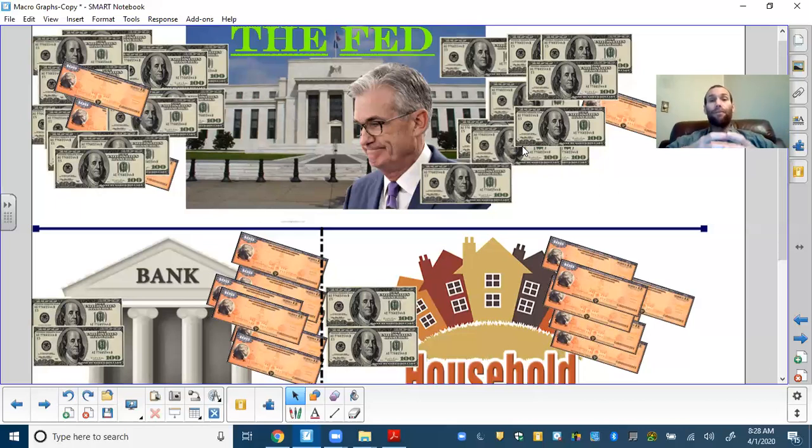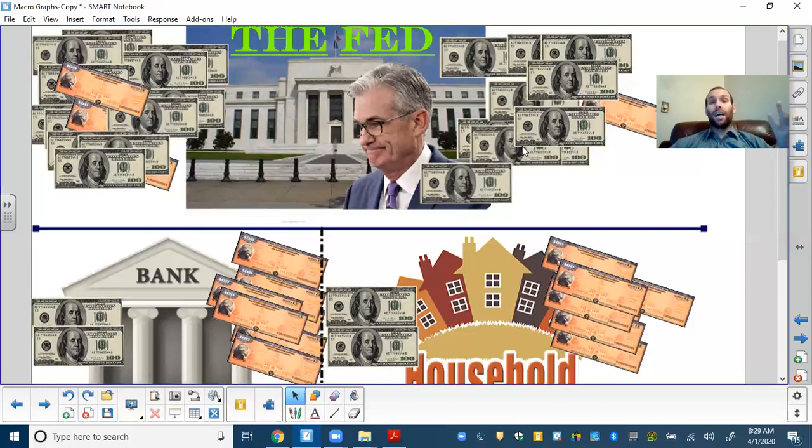So if the Fed sells bonds, that means the bonds go into the economy, but the money goes to the Fed. And if the money's in the Fed, the money is dead. So that money is not in the economy anymore. Therefore, the economy has less money and less inflation.